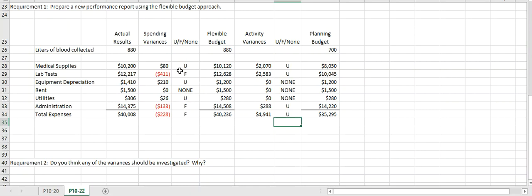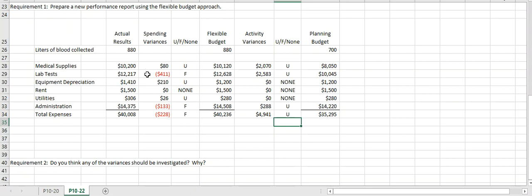We have ones that are favorable, so lab test and administration both. But lab test was quite a bit, and that's kind of odd. So we might want to look into that one and see why we had a favorable variance on lab tests. Did we get a discount on those lab tests, if we're outsourcing those? Did we find a cheaper supplier? That might be something good to know.